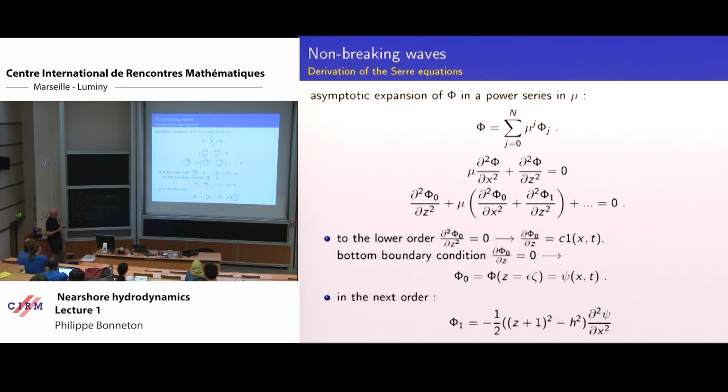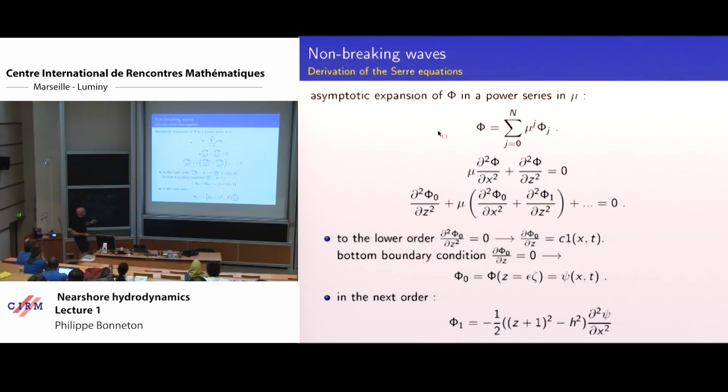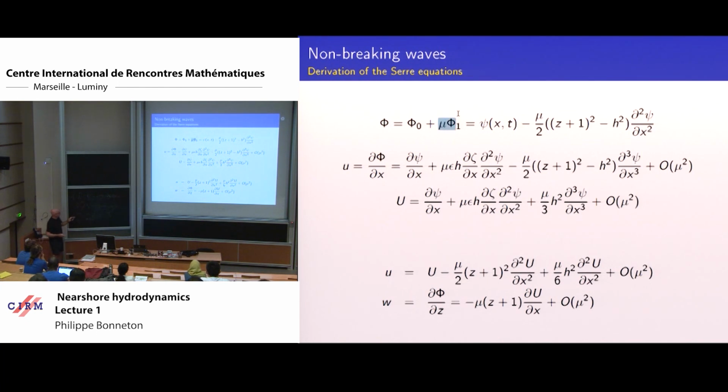So at the next order, you have to solve this equation. Knowing phi 0, you can solve this equation, and you find this relation. And we stop the expansion. We will neglect, in this approach, terms of order mu square. So we have developed the expression for phi.